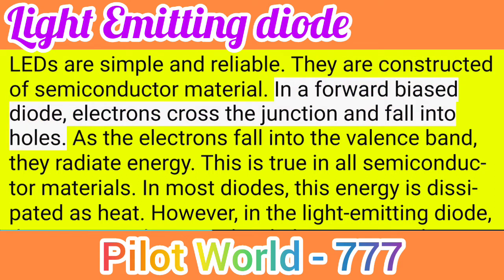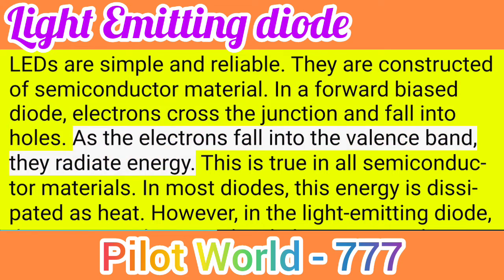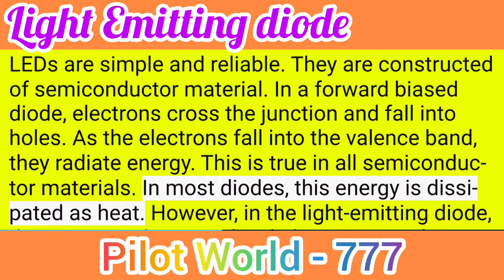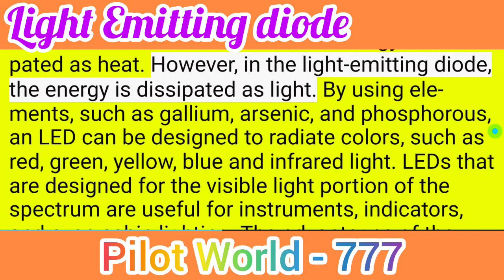In a forward biased diode, electrons cross the junction and fall into holes. As the electrons fall into the valence band, they radiate energy. This is true in all semiconductor materials. In most diodes, this energy is dissipated as heat. However, in the light-emitting diode, the energy is dissipated as light.